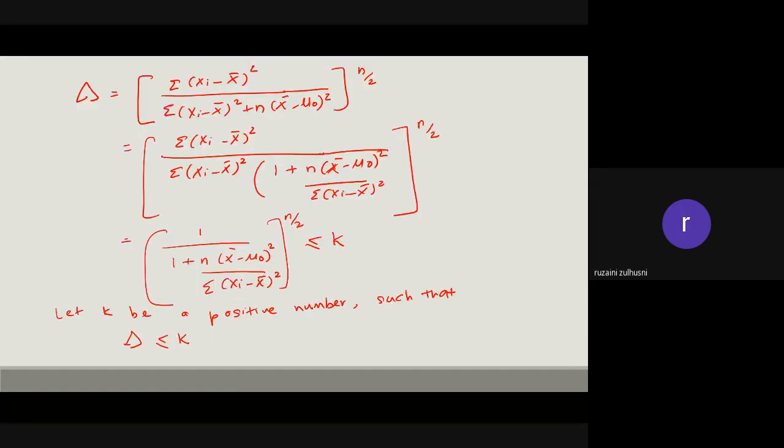Okay, we rewrite the equation again. So we will have 1 over 1 plus n x bar minus mu naught square over summation xi minus x bar square less than or equals to k. Okay, just now we will have n over 2, so k to the power 2 over n. So we eliminate the square root, so it will become k to the power 2 over n. So let's say this one is your k prime.